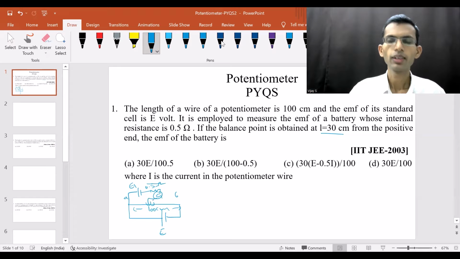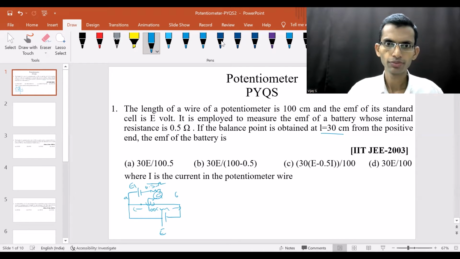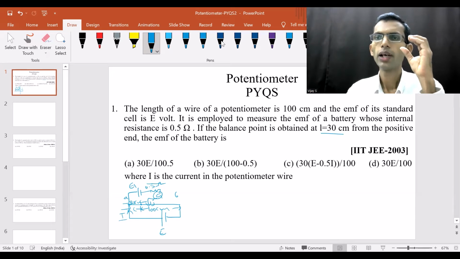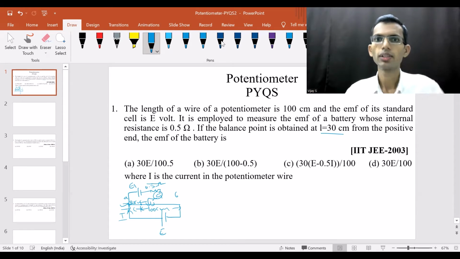Right. Let us say the balance point is at 1 on the potentiometer wire. The distance between junction A and 1 is nothing but 30 centimeter. That is nothing but balance length. He also gave current in the potentiometer wire as I. At balance ఏమవుతుంది మనకు the battery EMF becomes equal to potential difference between junction A and the moving contact position 1 at which balance is obtained.